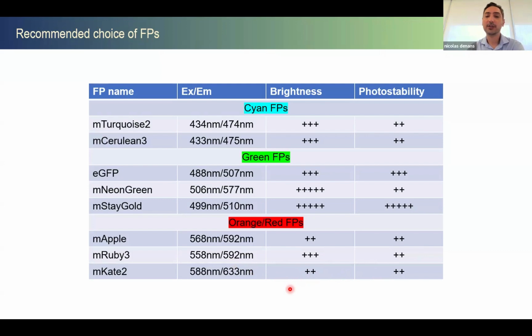So the way I chose these fluorescent proteins is to keep my photon budget as high as possible. So I want brightness, but I also want photostability. So I want a good correlation between brightness and photostability. And that's how I choose my fluorescent protein for live imaging.